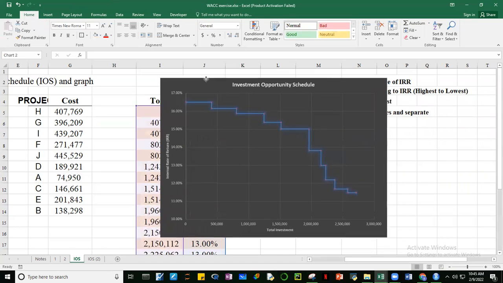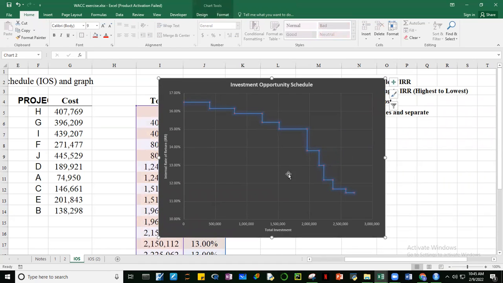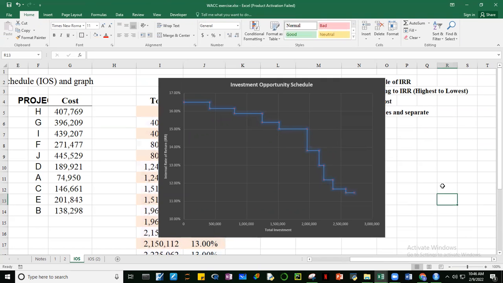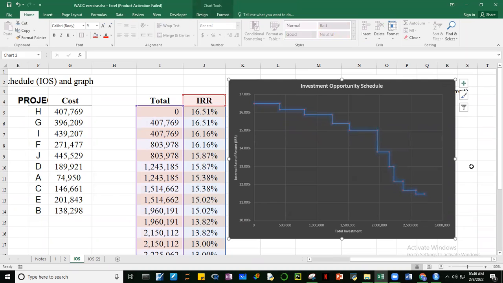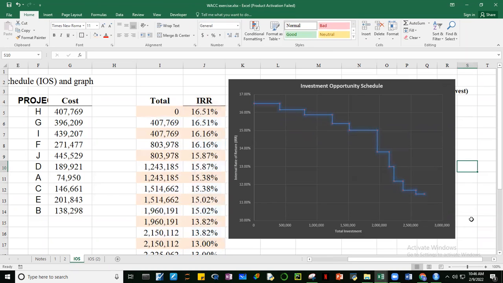Okay, so in a nutshell, this is your investment opportunity schedule. So depende dun sa budget natin. Okay, assuming that these projects are independent, then this will show us kung ano dapat yung pipiliin na projects. Okay. All right. So that ends. Any questions about this? It's already time.